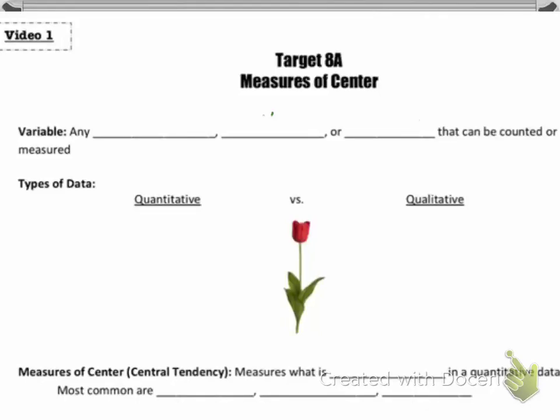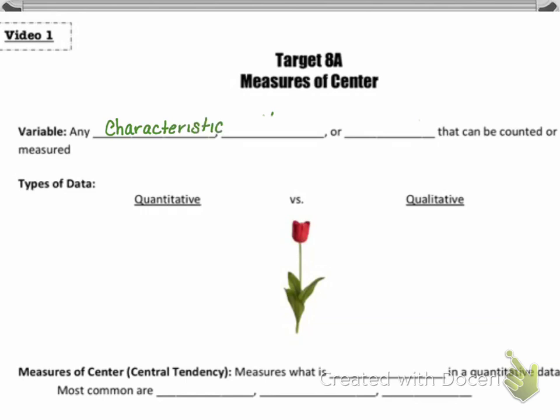So in our first video, we're going to talk about measures of center, or sometimes I'll say central tendency. Before we get into that, I want to talk about a variable. Now we're kind of turning the tables here. Variable always meant X, Y, or Z. But in this case, a variable is any characteristic.